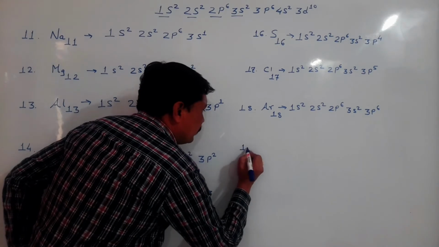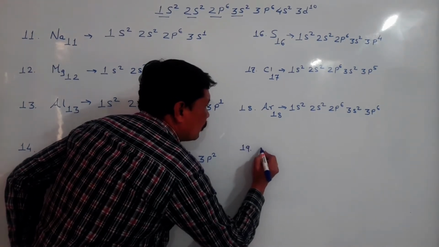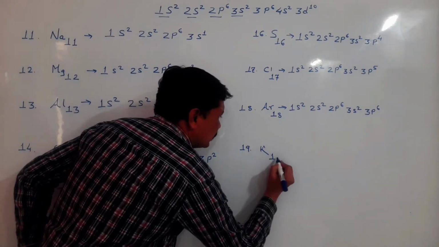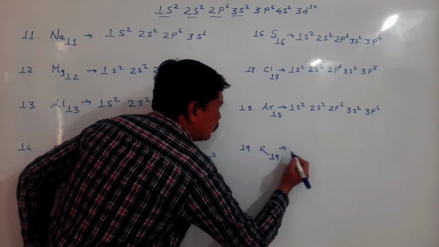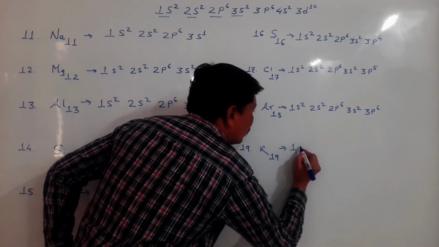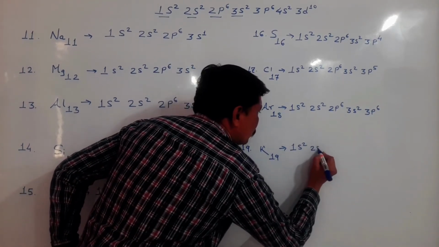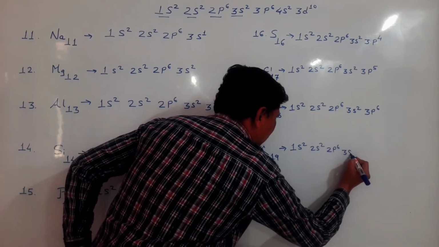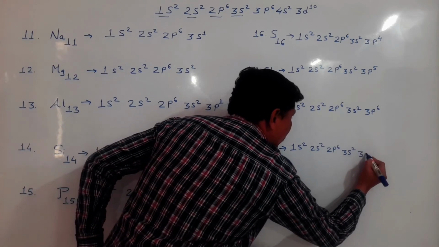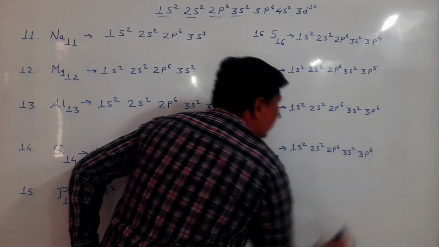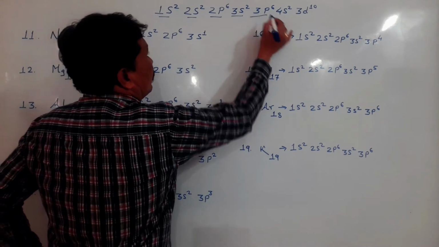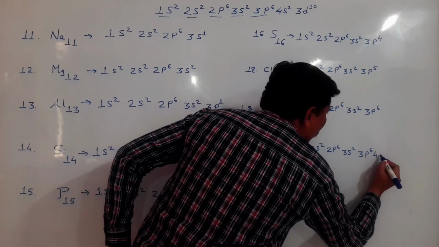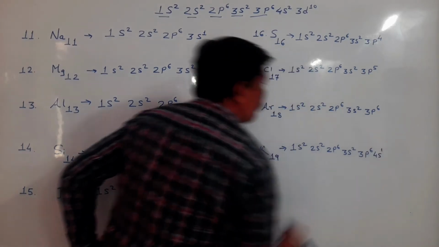The next element is potassium. Atomic number of potassium is 19. Its electronic configuration is 1s2, 2s2, 2p6, 3s2, 3p6, and then the next subshell will be 4s1.